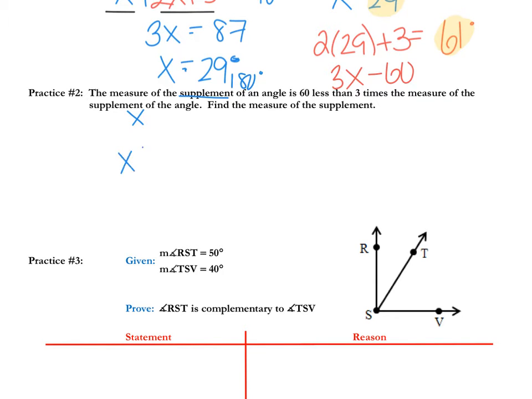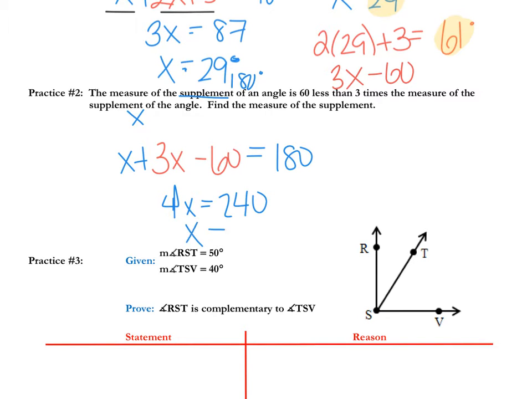So we have x plus 3x minus 60 equals 180. So we get 4x equal to 240. So x equals 60 degrees.